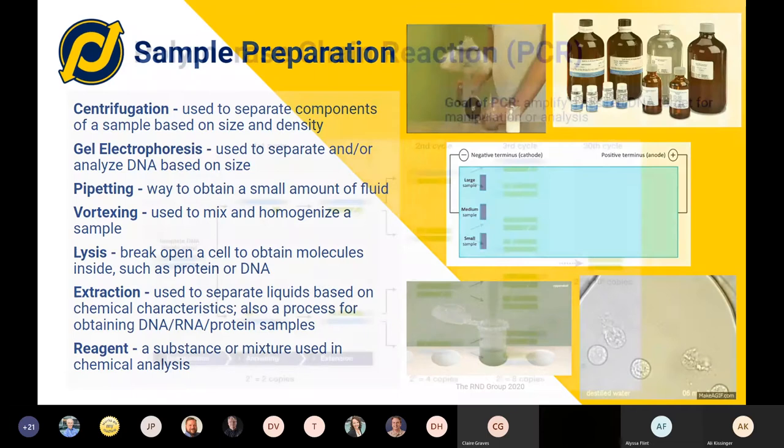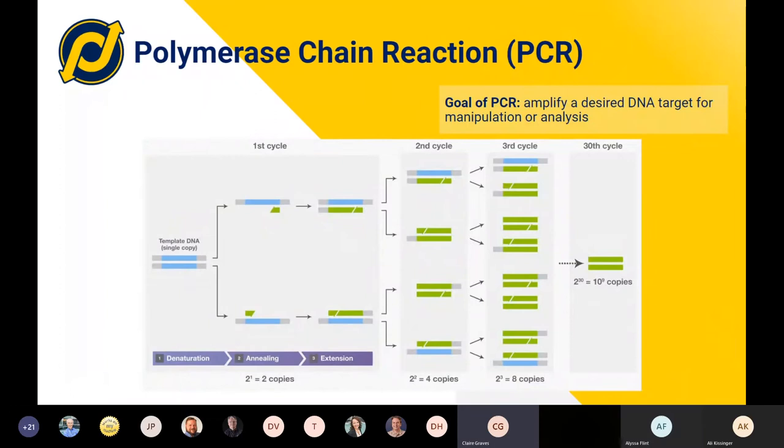So now moving to a little bit more of the experiments or the analysis. So we have polymerase chain reaction, PCR, something I'm sure all of you have at least heard of or are familiar with. So the basic goal is to amplify a desired DNA target for manipulation or analysis. Typically, manipulation would entail mutagenizing a target to determine how it affects a protein product. But for your purposes, I'm assuming that the analysis is the more heavily used application.